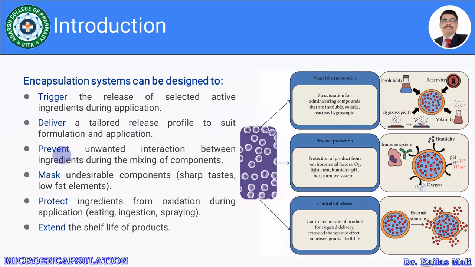To prevent unwanted interaction between the ingredients during the mixing of the components. Whenever we are formulating, we are mixing more than two to three components with each other, and sometimes there may be incompatibilities between the ingredients. So it is possible to prevent such incompatibilities, to mask the undesirable taste of the API, to protect the ingredients from oxidation during the application, and to extend the shelf life of the product, that is the stability of the product.